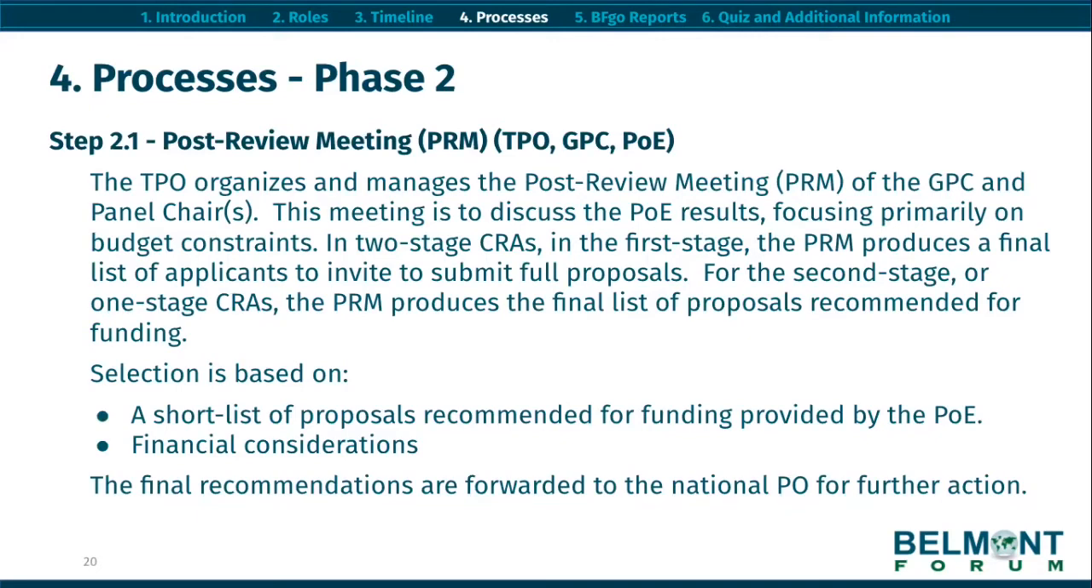submit full proposals. For 2-stage CRAs in the second stage, or 1-stage CRAs, the post-review meeting produces the final list of proposals recommended for funding. Selection is based on a short list of proposals recommended for funding provided by the panel of experts and financial considerations. The final recommendations are forwarded to the partner organizations for further action.